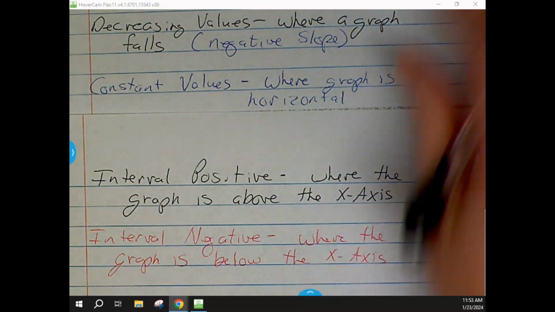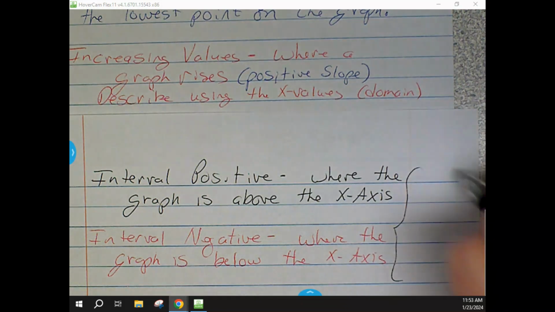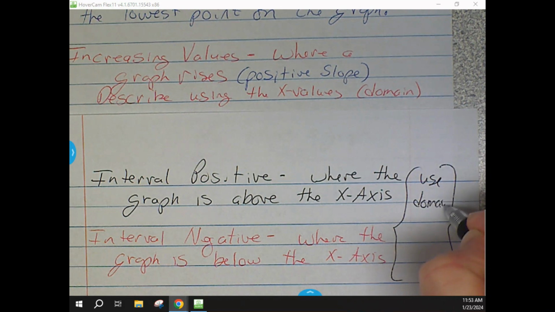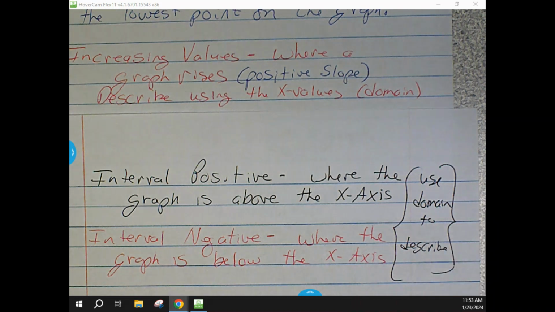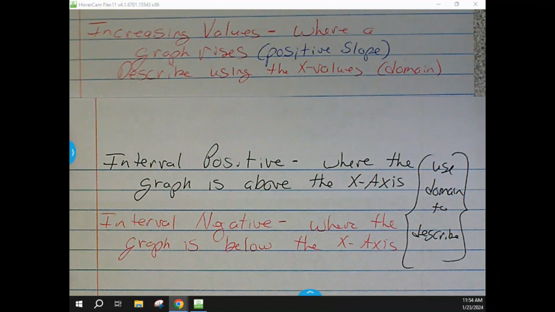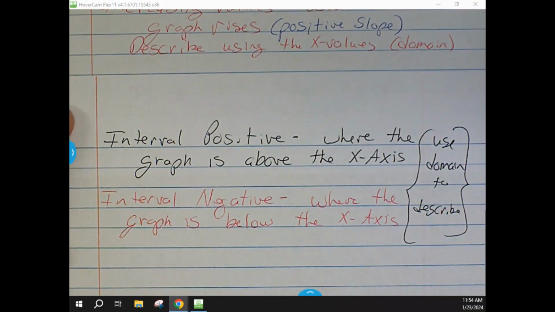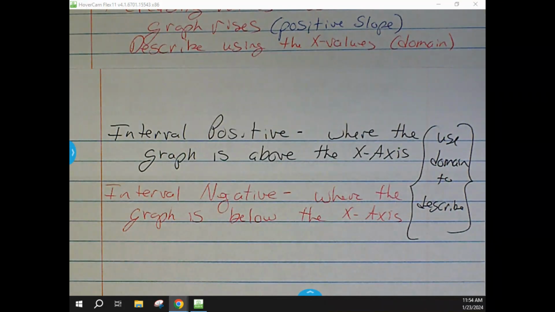Okay, and just like on this part back up here, where we're going to use the domain to describe it, for both of these, we're going to do the same thing: you've got to use the domain to describe it. And again, that's the part that's not really hard, it's just tricky, and it takes a little bit to get used to, to talk about it, because finding out where something is positive slope or negative slope or horizontal line, that part's really easy to find. It's just when you talk about it the way that it needs to be talked about, that's the part that gets a little bit tougher as you go through those.